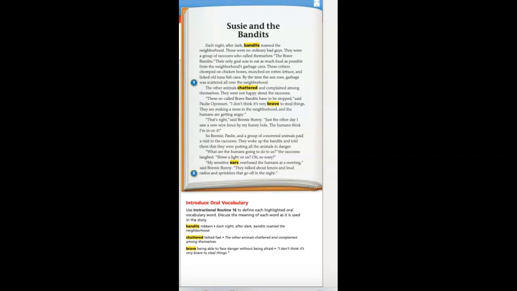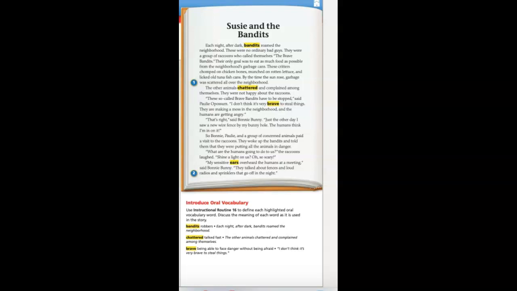Now, at the bottom of our page in the red letters where it says Introduce Oral Vocabulary, we are going to go over our vocabulary words for our lesson this week. Our first word is bandits. We saw the word bandits a lot in our story, and it was also in the title of our book. Bandits, or robbers, is another word to describe the word bandits. A sentence from our story that used this word was, "Each night after dark, bandits roamed the neighborhood." So the word bandits means robbers.